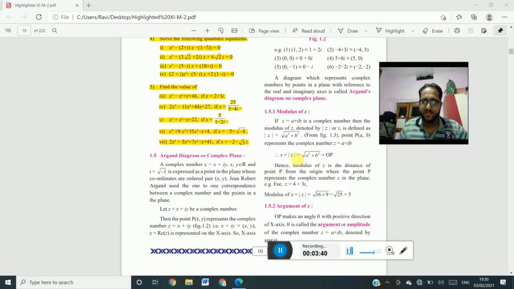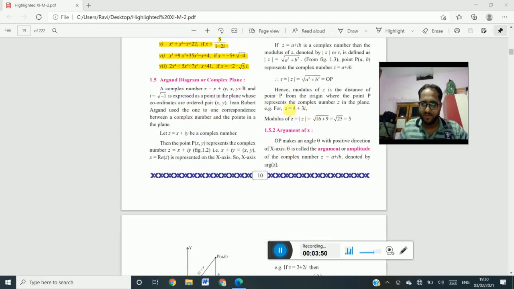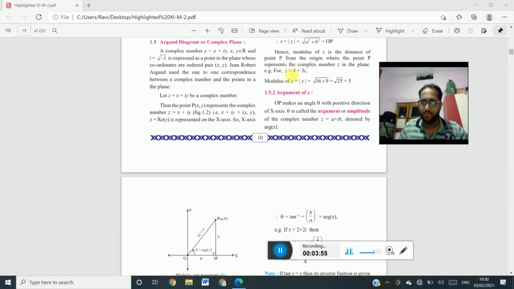Okay. Then the modulus of z is defined. Z equals a plus ib is a complex number. Then the modulus of z equals the square root of a square plus b square. In this way the modulus of z is defined. That's known as the modulus of a complex number.